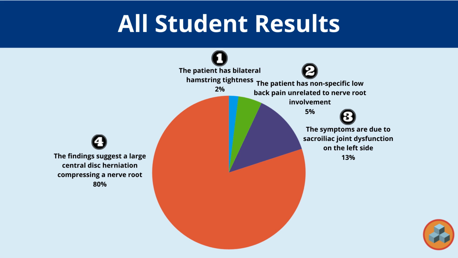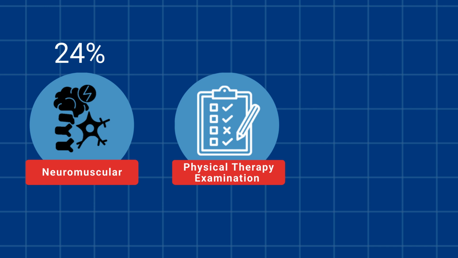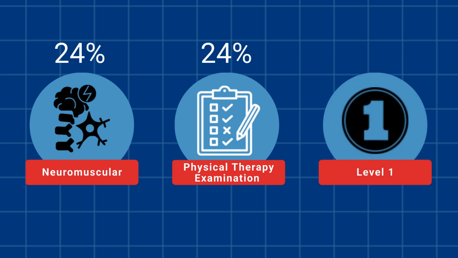The correct response. This question is a neuromuscular and nervous systems question, which represents approximately 24% of all exam items. This question is a physical therapy examination question, which represents approximately 24% of all exam items. This question is a level 1 question since the question requires students to possess basic foundational academic knowledge. Remediation of level 1 questions occurs through academic review of entry-level content using textbooks, review books, Basecamp, and flashcards.